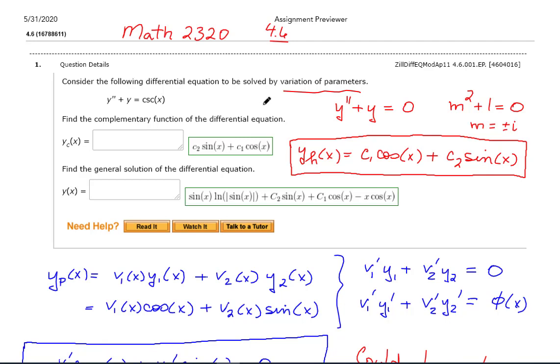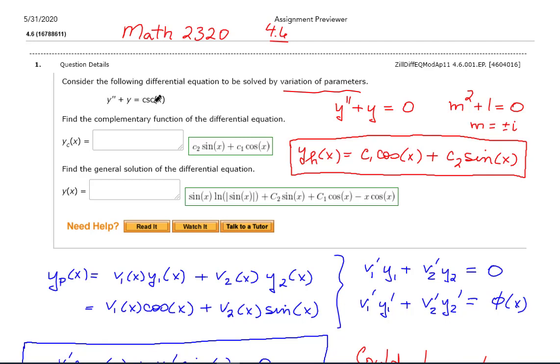The method of undetermined coefficients works if our driving function is of a particular form. But if it's not of one of those particular forms, then the method fails. This technique will work, but it is a bit messy.